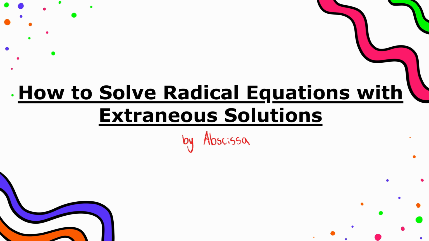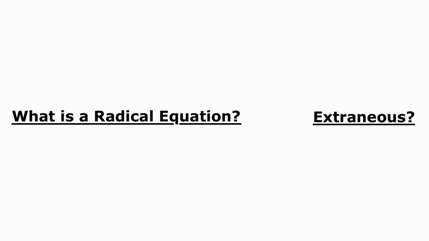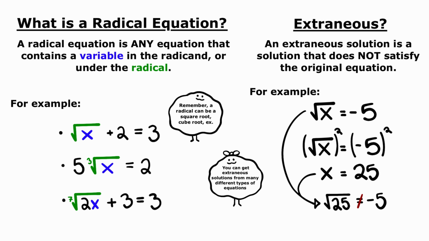This is Abscissa, and today we'll be learning how to solve radical equations with extraneous solutions. Your first question probably is, what is a radical equation? A radical equation is any equation that contains a variable in the radicand or under the radical. As you can see in all of our examples, the variable, or x in this case, is underneath the radical.